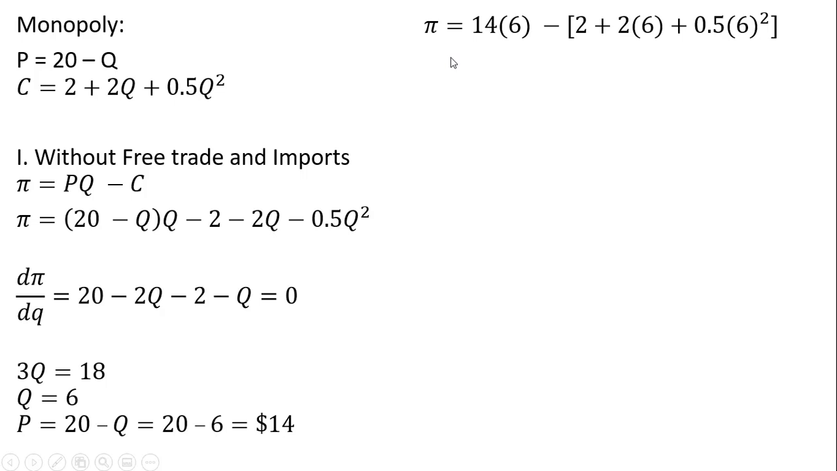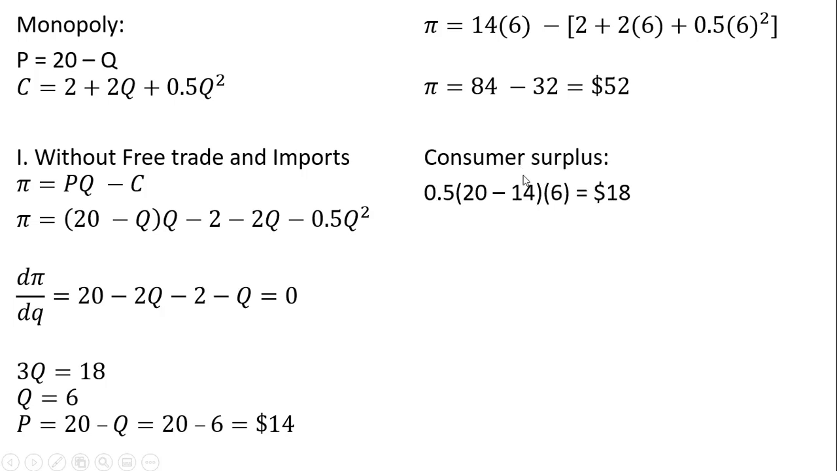The profit that the monopolist earns is price times quantity, so the price is 14, the quantity is 6, and then we just subtract out total cost when Q is 6 units of output. Doing that, the monopolist has profits of $52.